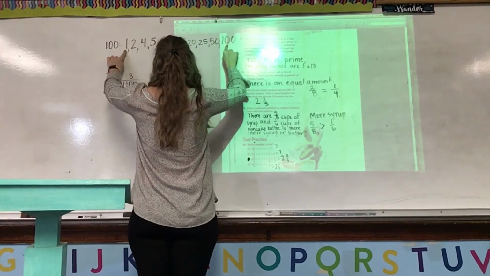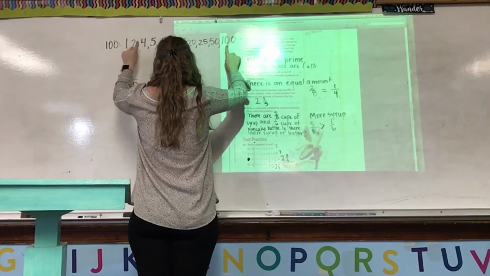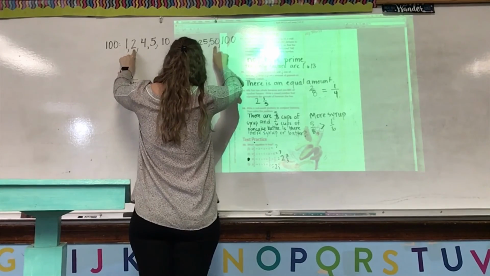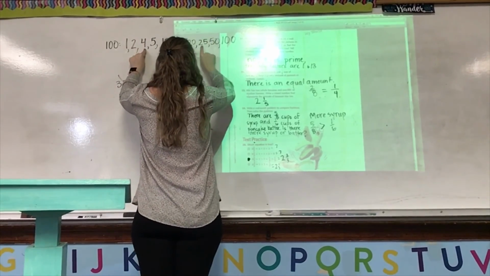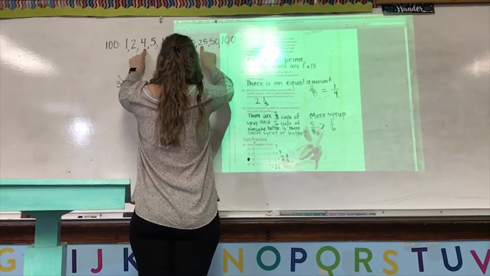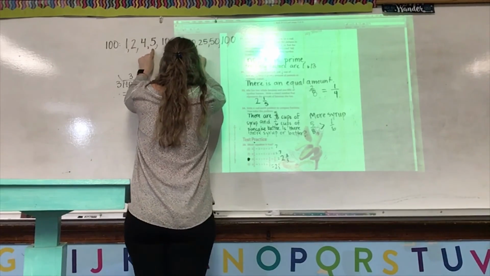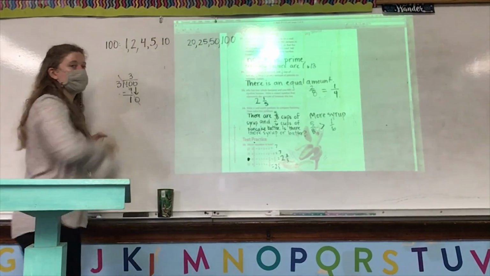There are 100 pennies in $1. There are 2 50-cent pieces in $1. There are 4 quarters in $1. There are 20 nickels in $1, and there are 10 dimes in $1.